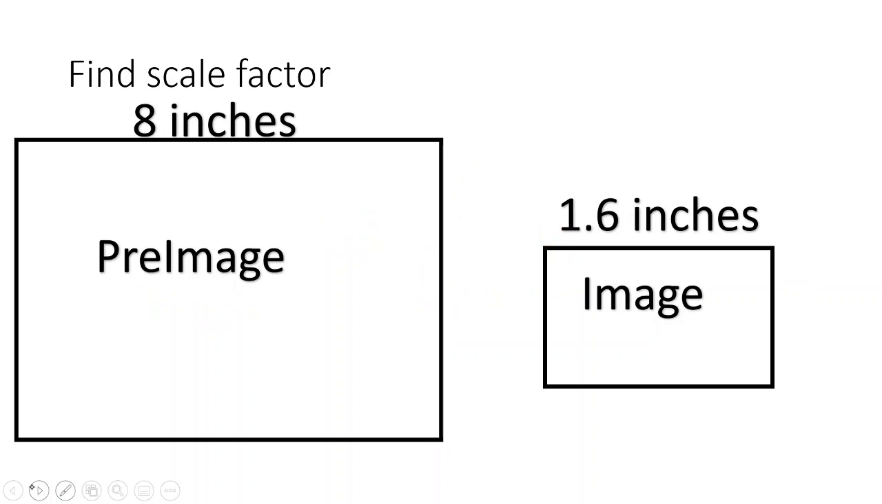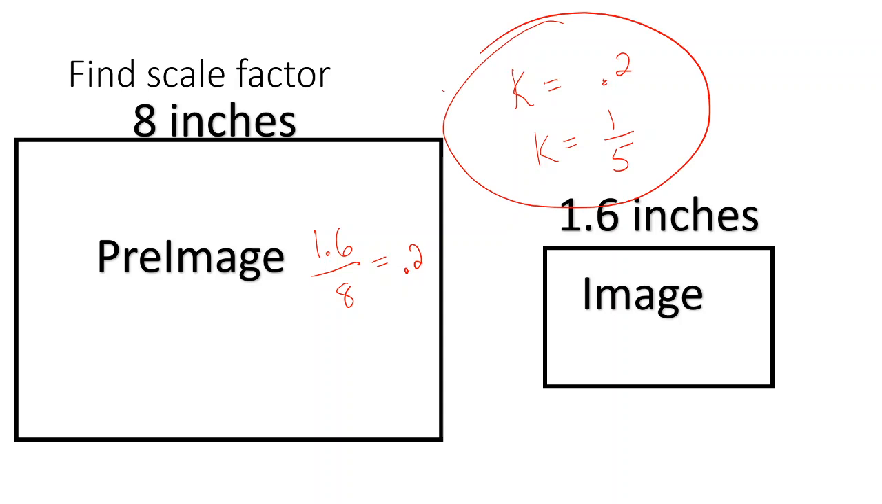All right? How about this one? If you go from a pre-image of 8 to an image of 1.6, in order to find the K factor, we do 1.6 divided by 8. 1.6 divided by 8 is 0.2. So the K factor would equal 0.2, or another way of looking at it is K equals 1/5 as a fraction or as a decimal.